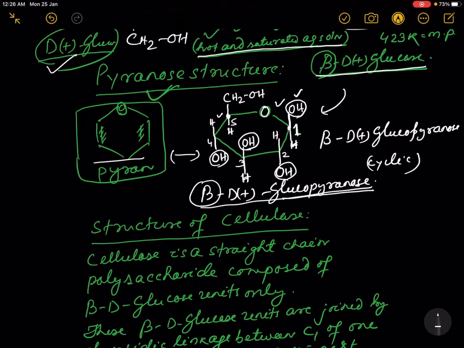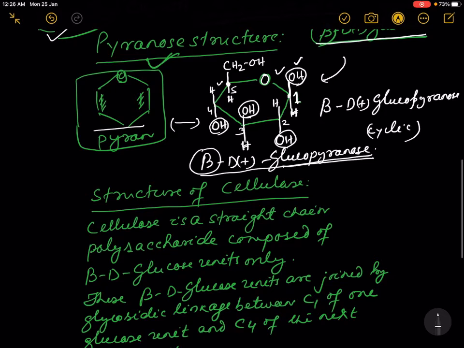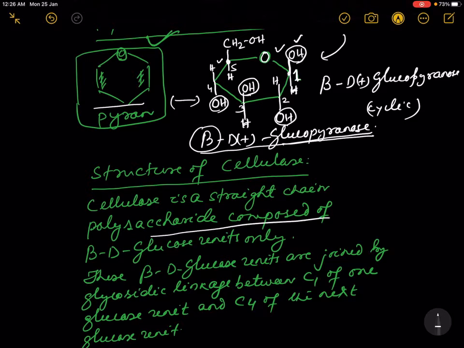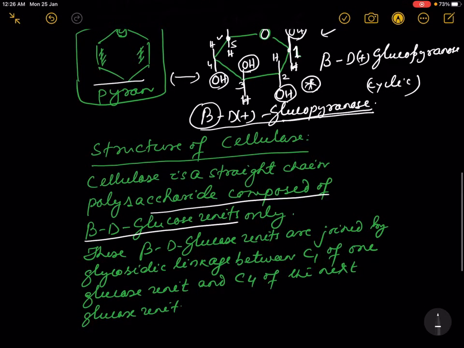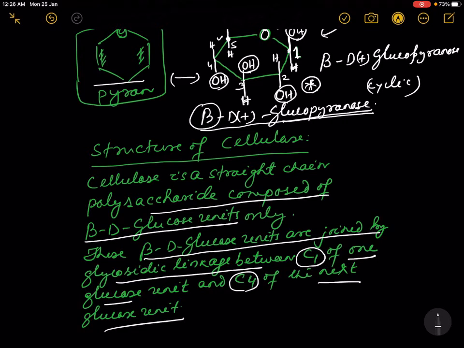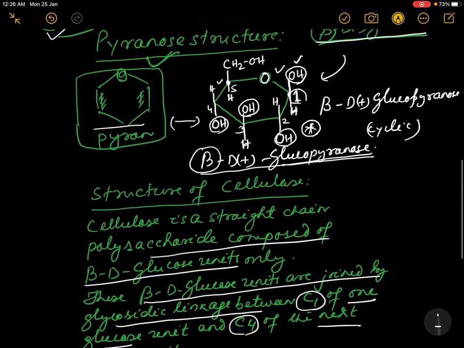Now we have to draw the structure of cellulose. Cellulose is a straight chain polysaccharide composed of beta D glucose units. So these beta D glucose units on polymerization give cellulose. Beta D glucose units are joined by glycosidic linkage between C1 of one glucose unit and C4 of the next glucose unit. So this is the number 1 position and this is the number 4 position. This is the number 1 position and this is the number 4 position.